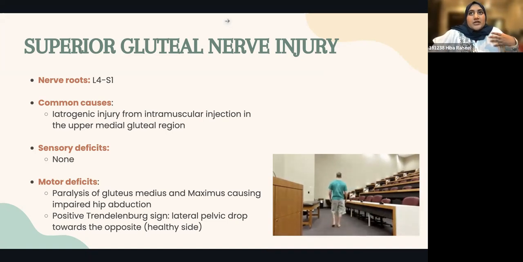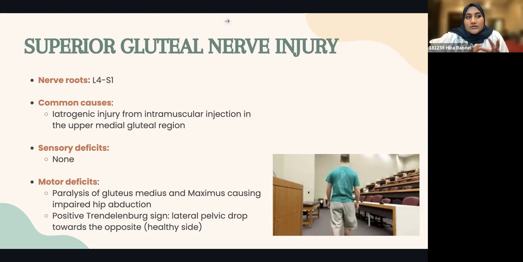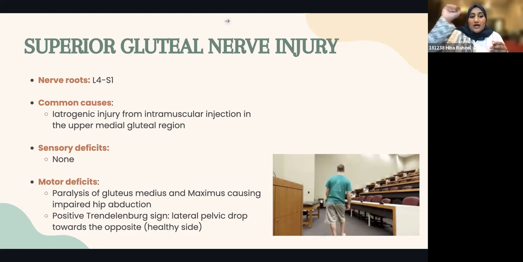It could be iatrogenic infections, injuries, trauma. So when you usually give a patient an injection, typically younger patients, when you give them an injection in the buttock region, right? You inject in the upper medial gluteal region. So if you take the glute and you divide it into 4 quadrants, the upper medial one, that's where you're going to put the intramuscular injection.